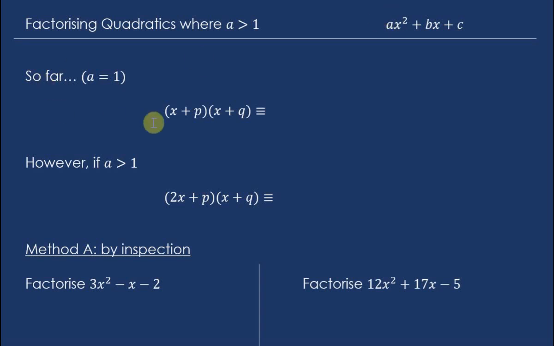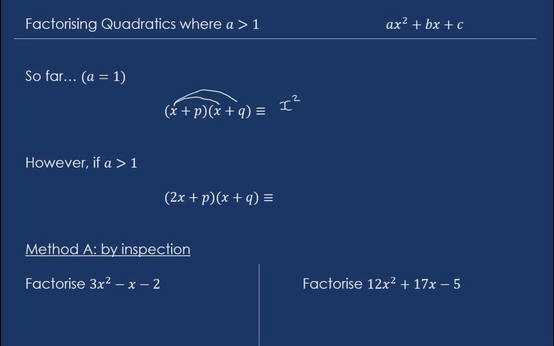Okay, so let's have a look at why we do what we do so far when it is 1. Because we probably haven't thought about that too much. Using FOIL to expand this, I'm going to expand before factorising. So first times first would give me x squared. And I'm using an identity sign here because this will always be true.